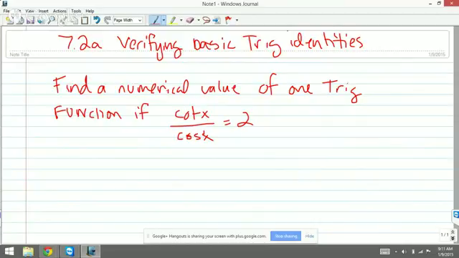Cosine x, yeah. Cotangent over cosine equals 2. Is it easier here? Yeah. Wow, I'm impressed. Okay, can I write cotangent as something else? Yeah, it's cosine over sine.